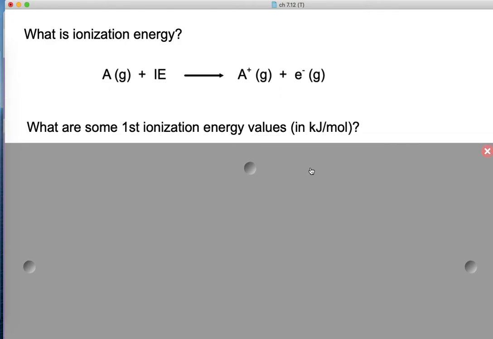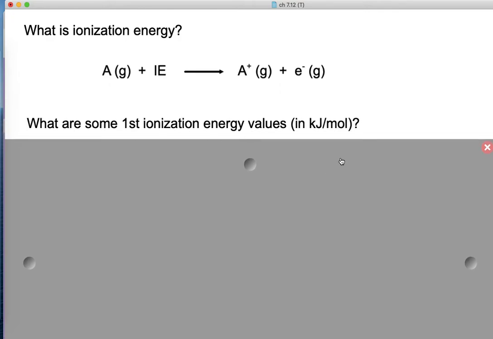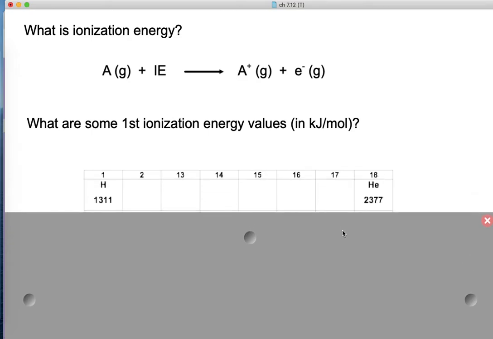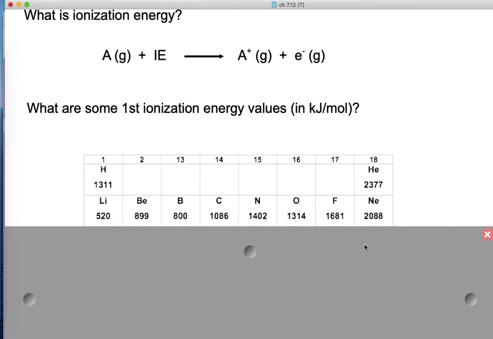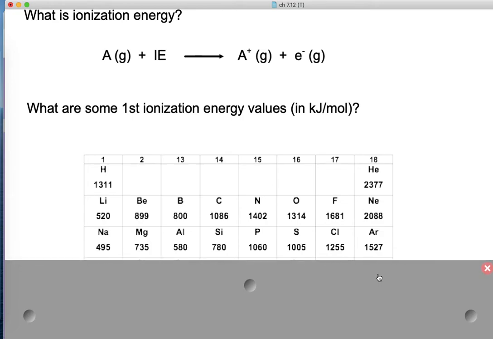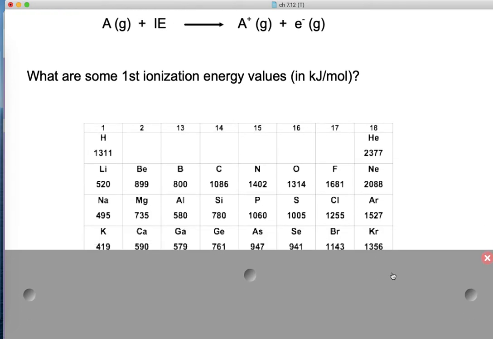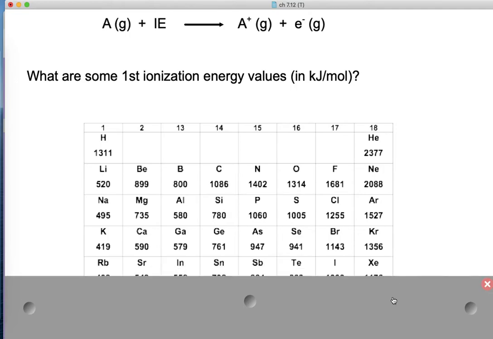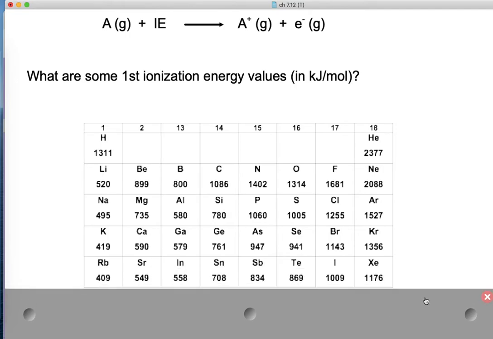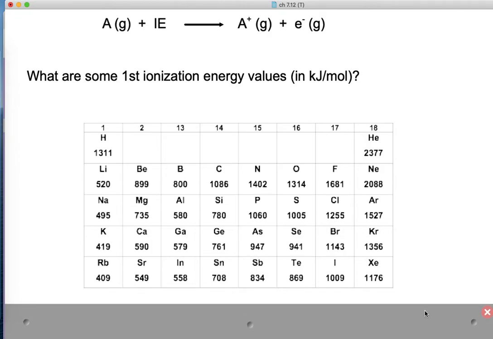So let's look at some ionization energy values, and again, you don't need to know these, but we're just looking at the trends. Hydrogen 1311, helium 2377 kilojoules per mole. From lithium to neon, 520, 899, 800, 1086, 1402, 1314, 1681, 2088. From sodium to argon, 495 to 1527. From potassium to krypton, 419 to 1356. From rubidium to xenon, 409 to 1176. So what are the general trends?